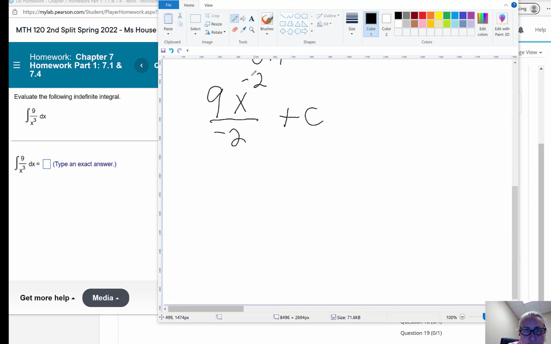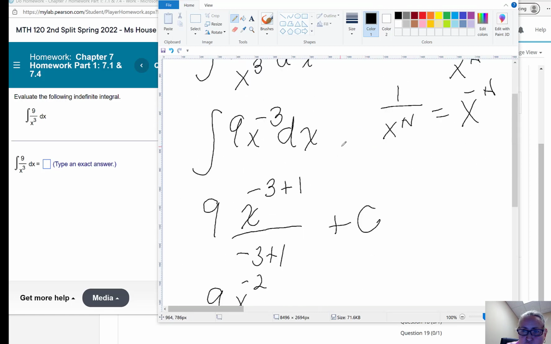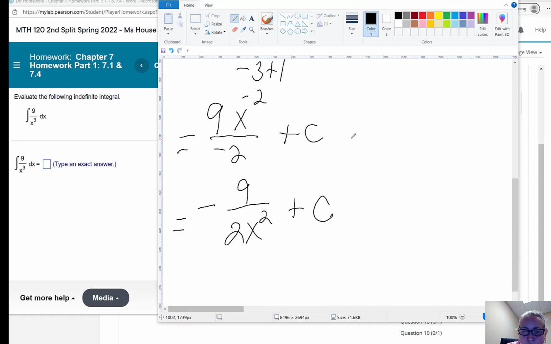And we're not going to leave a negative exponent in our answer, so it's going to be negative 9 over 2x squared plus c. And we have to remember to put the plus c because with any constant, the derivative would have been a 0, and there's no way we can know what it would be.